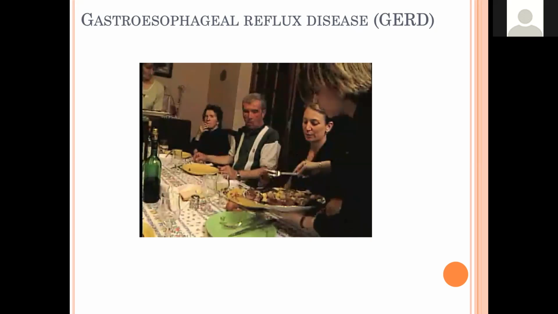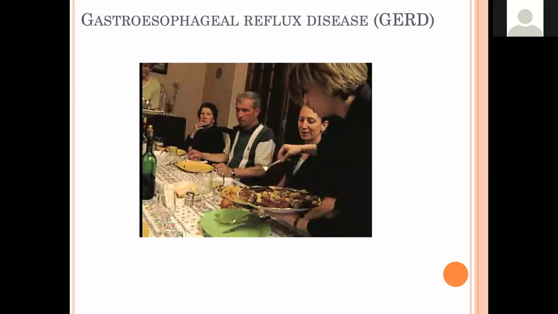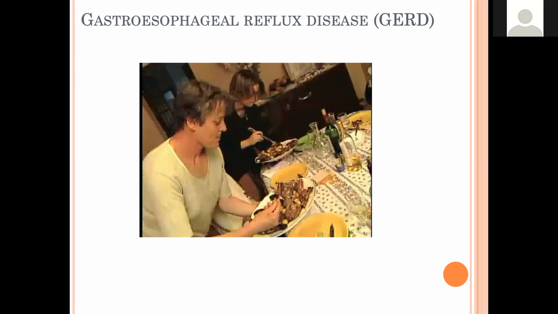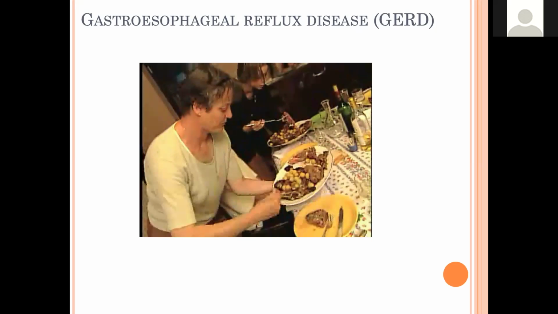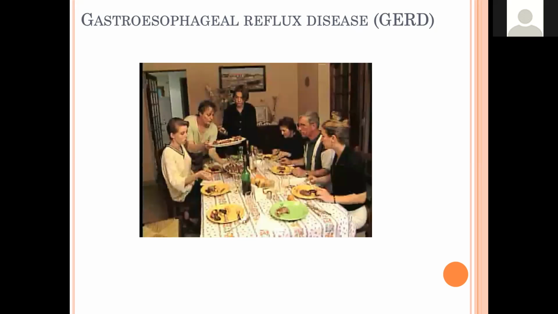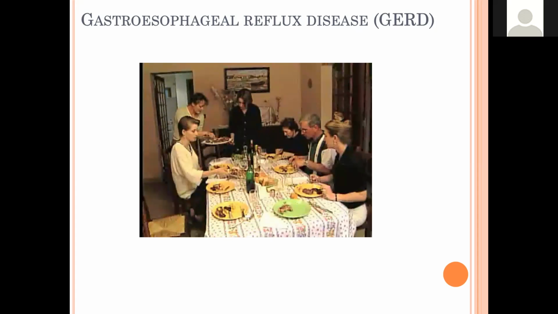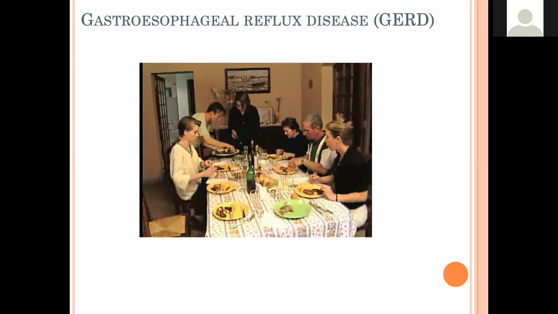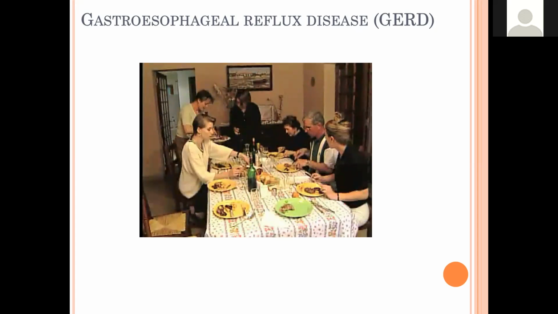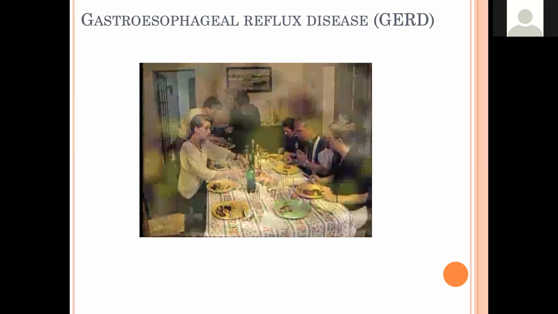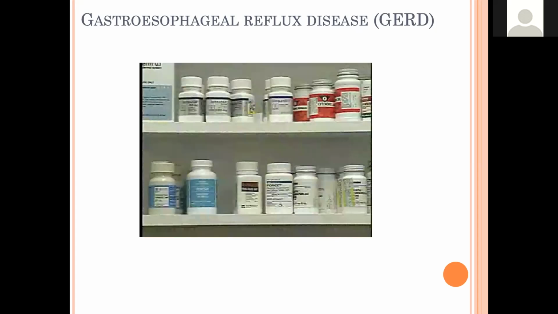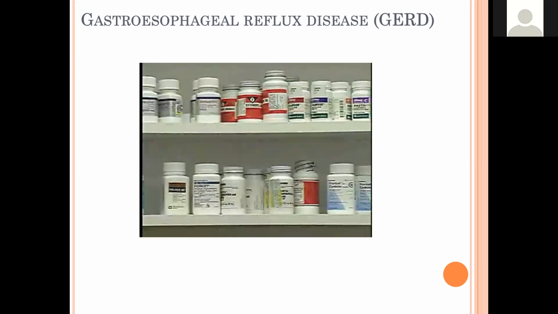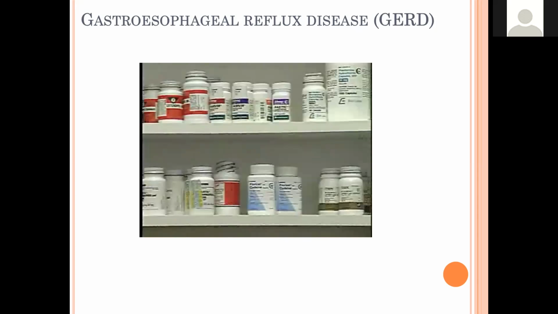Decreasing the size of portions at mealtime may help control symptoms. Eating meals at least 2 to 3 hours before bedtime may lessen reflux by allowing the acid in the stomach to decrease and the stomach to empty partially. Treatment for GERD can include medications such as Zantac, Prilosec, and Nexium, as well as surgical procedures.